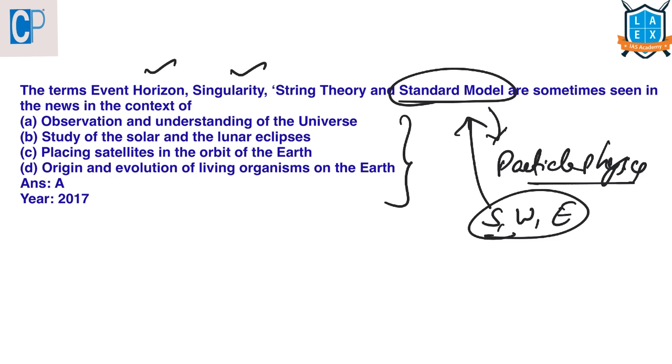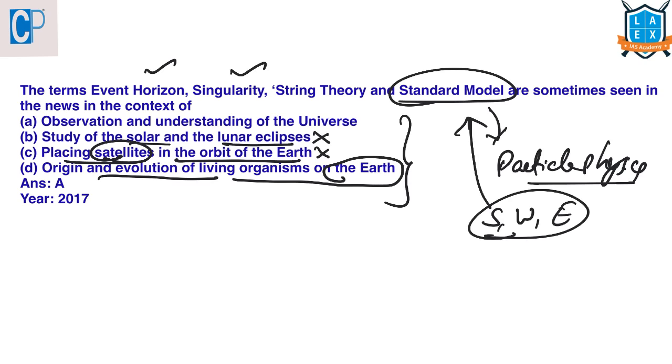Let us see the second option. It is regarding the study of solar and lunar eclipses. No. It is about placing satellites in the orbit of the earth. No, it is not at all about satellites. It is not even about the origin and evolution of living organisms on the earth, but it is about observation and understanding of the universe. So the answer here is A, and this question had appeared in our 2017 prelims.